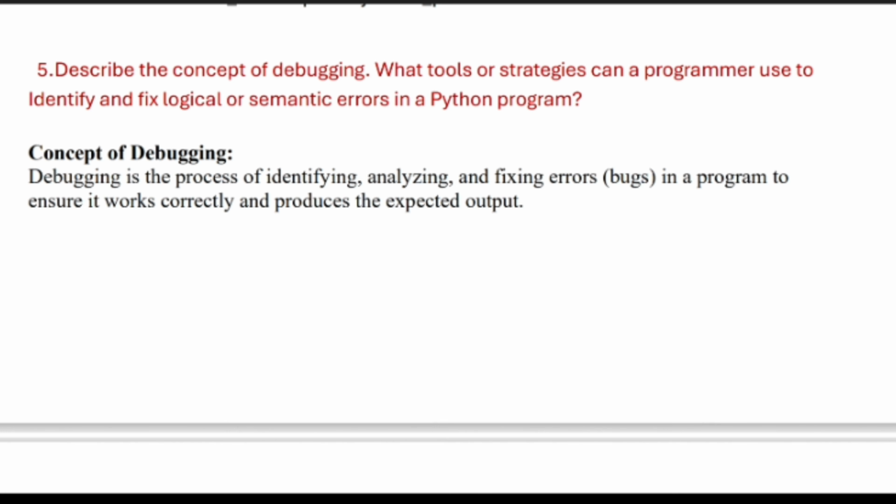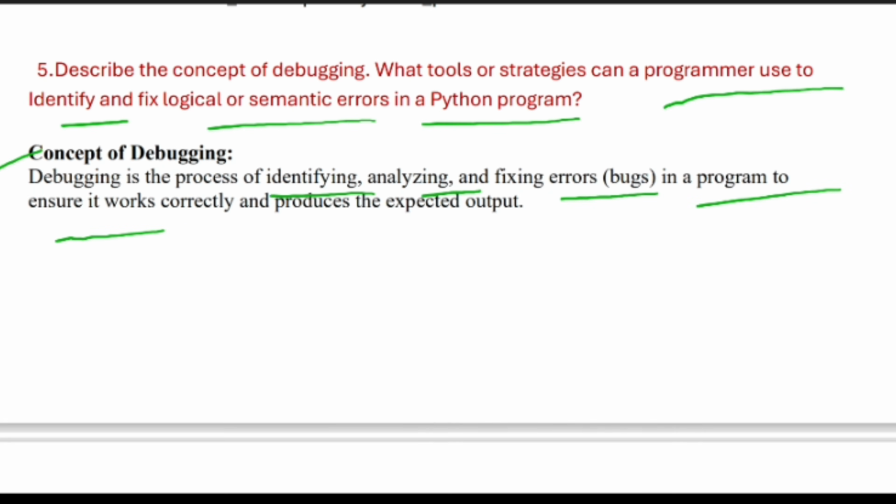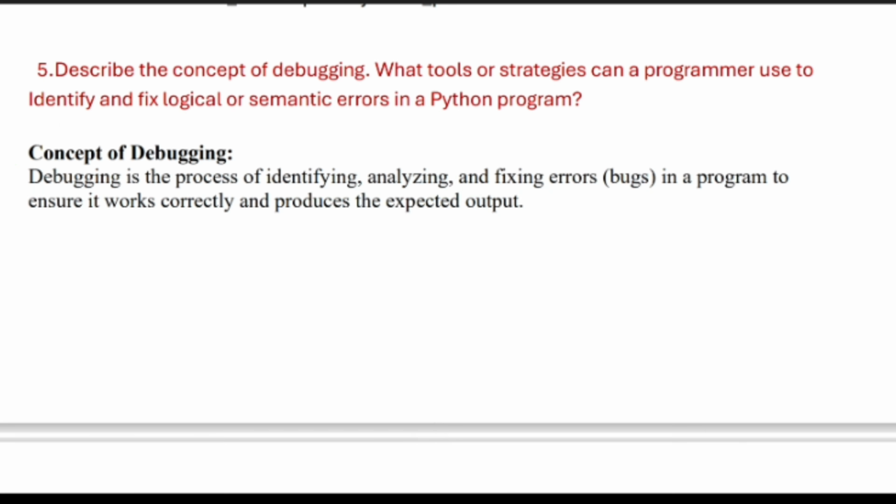The next question is to describe the concept of debugging. What tools or strategies can a programmer use to identify and fix logical and semantic errors in a Python program? What do you mean by debugging? Debugging is a process of identifying, analyzing, and fixing errors in a program to ensure it works correctly and produces the expected output. Whatever output you should get, that output you should get in debugging. You should write this concept before writing the answer.